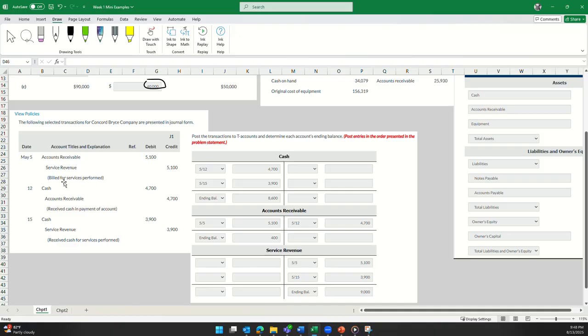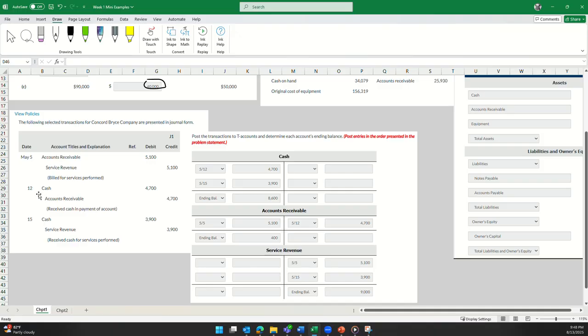That was for a bill for service performed. So we're going to have an accounts receivable T account. It's right here. This T account shows a debit because debit just basically means left. Credit means right in accounting. So on May 5th, we see the 5,100. On May 5th, it was also credited to service revenue.